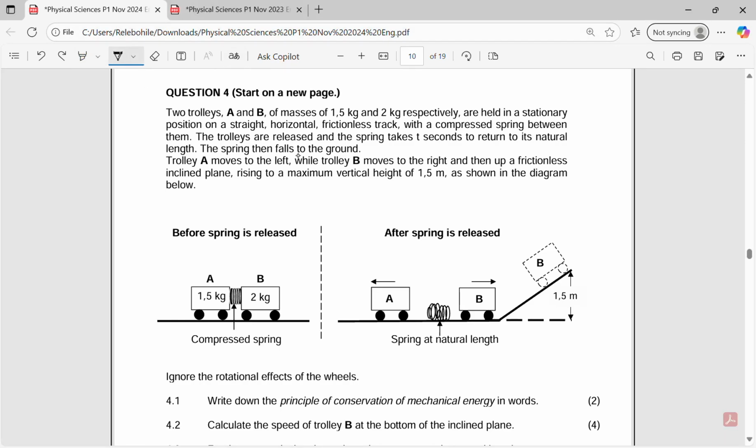And in this video we'll be looking at question 4, which is a topic about momentum and impulse. This is the November 2024 paper.